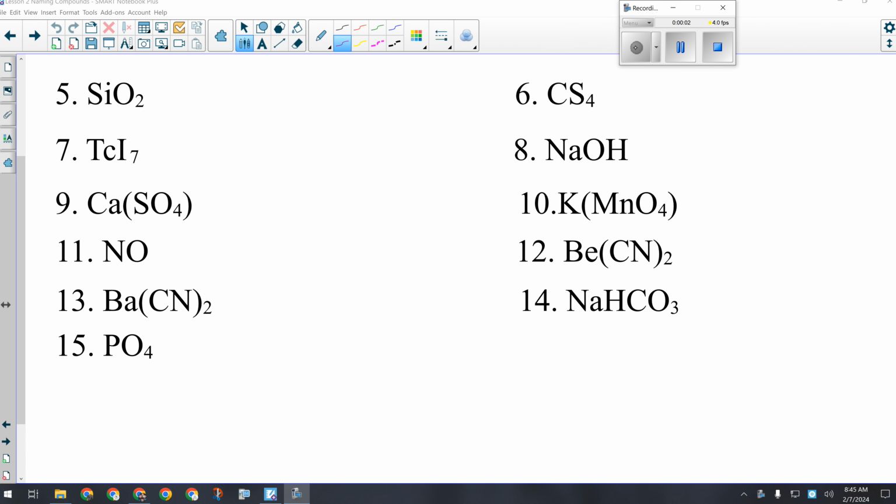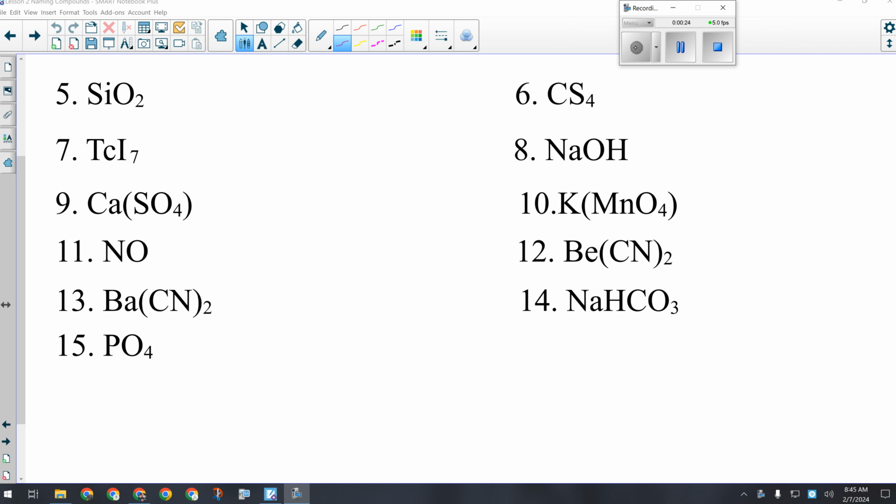Okay guys, let's go through the first 4 or 5 on here just to catch up and make sure we're doing this right, and then I'll leave you a few more minutes to do the rest. Okay, so review from yesterday, naming compounds. The first thing I've got to do is identify whether it's ionic or molecular. Once I've identified whether it's ionic or molecular, then I follow the appropriate rules for that type of compound.